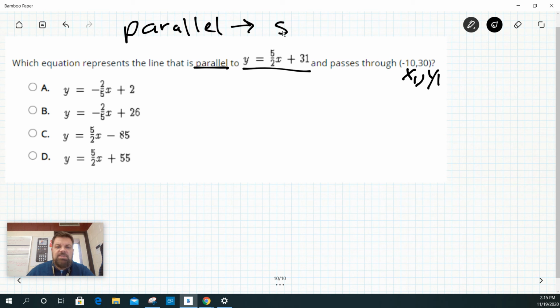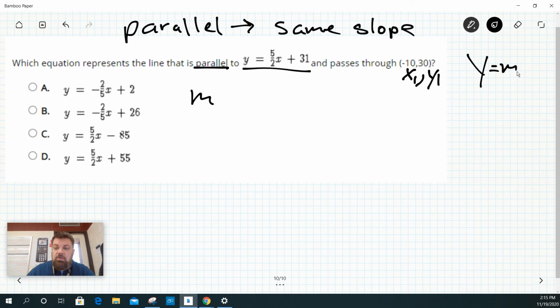parallel lines, that means they have the same slope. That's how they're parallel. They have the same rise over run, and that's basically it. So then the slope of my parallel line has to be the same as the slope of the current line.